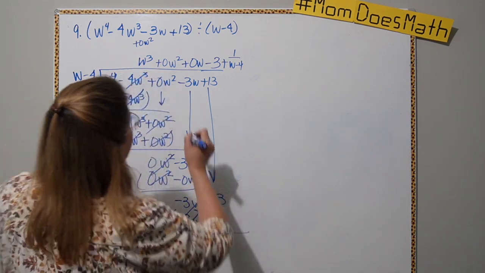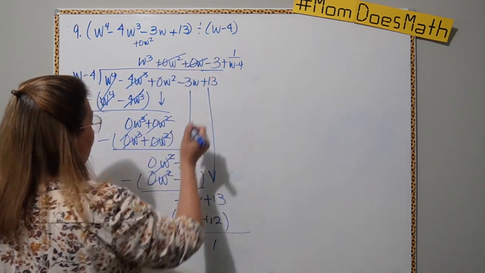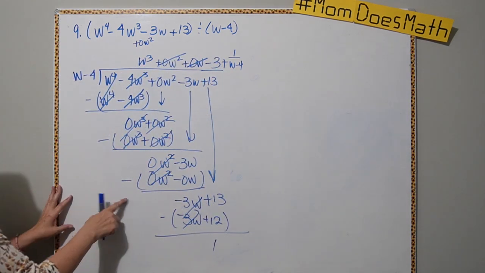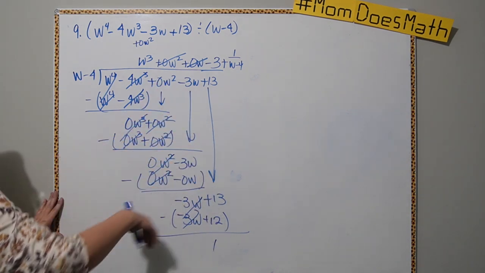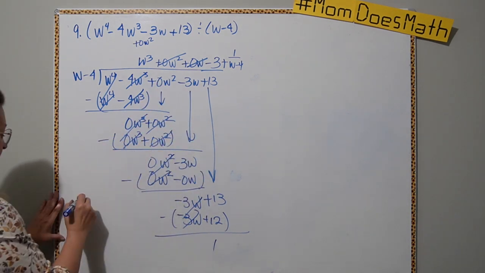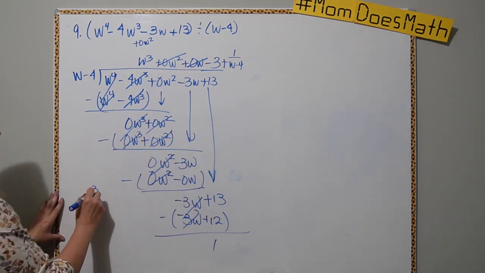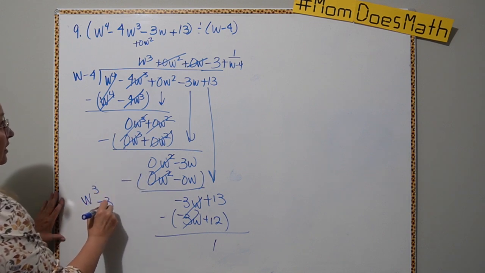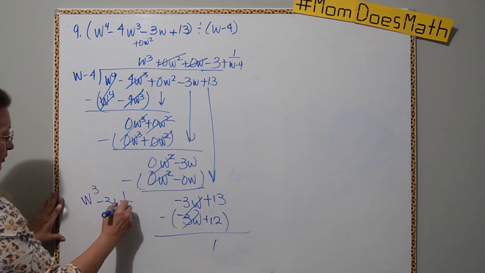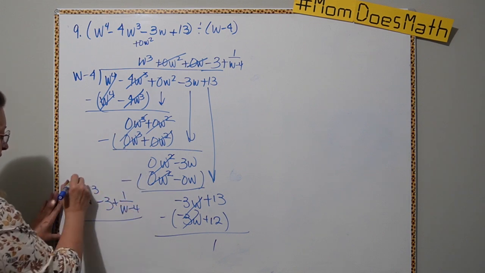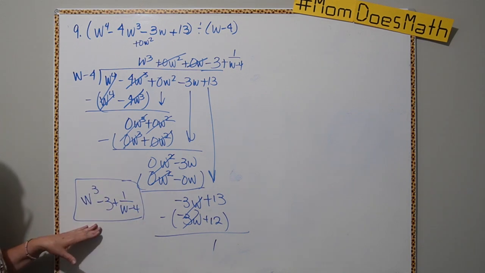Now because of all these zeros, we're going to leave them out, and I'm going to come down here and write the final answer because I need that for synthetic. So I'm going to have w to the third minus 3 plus 1 over w minus 4. So that's what your final answer looks like.